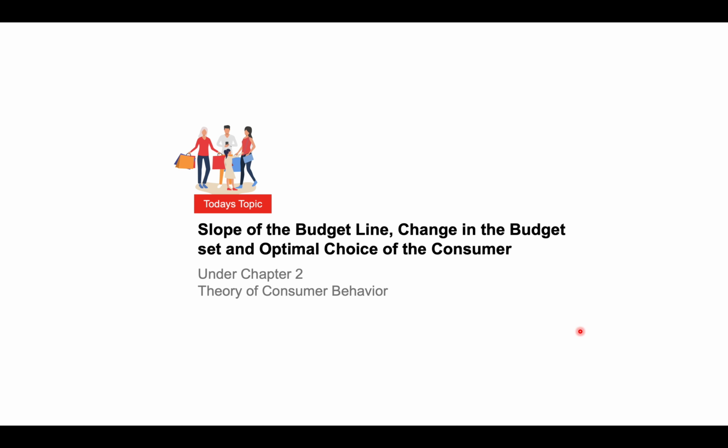Today's topic is slope of the budget line, change in the budget set, and optimal choice of the consumer. In the previous video, we discussed in detail the budget line and derived the equation. In this video, we are going a little bit more detailed. This video will be very interesting. A little bit of mathematical concepts will be included over here.